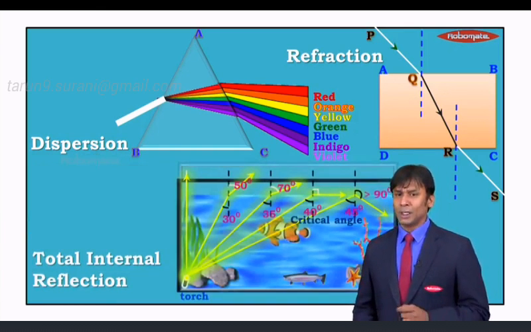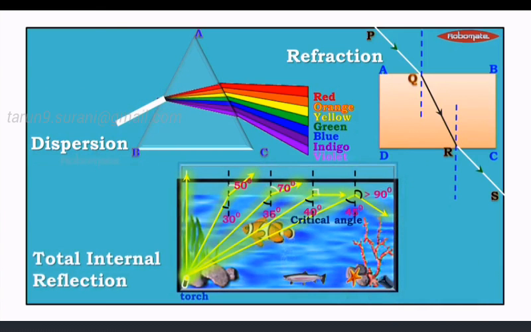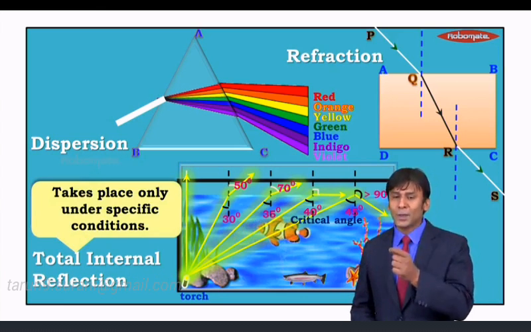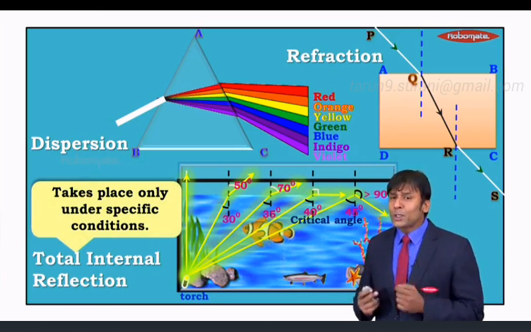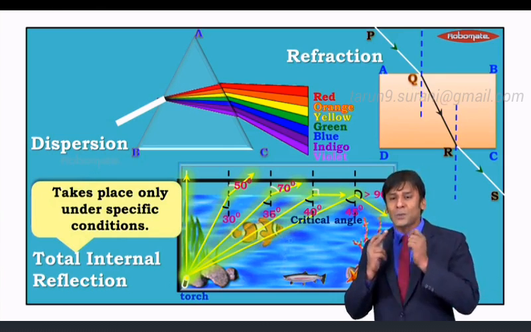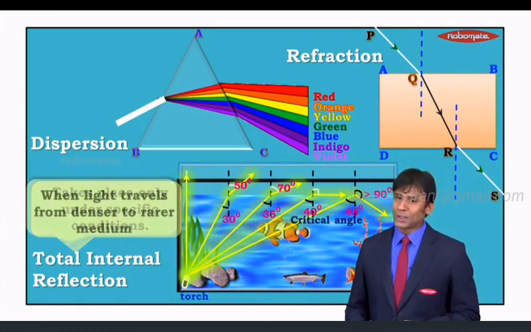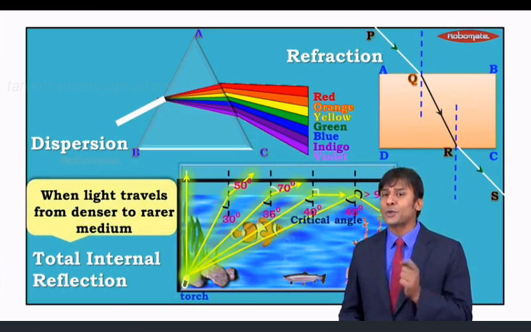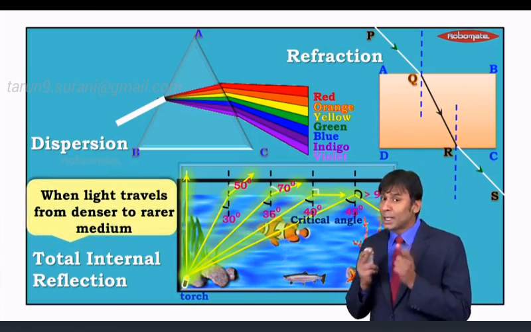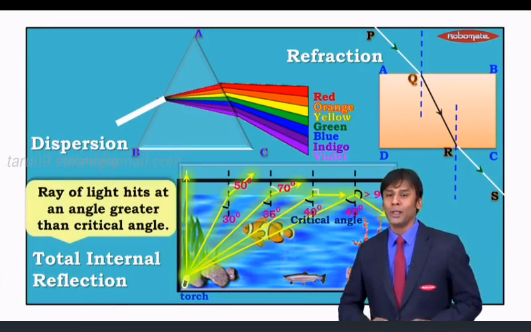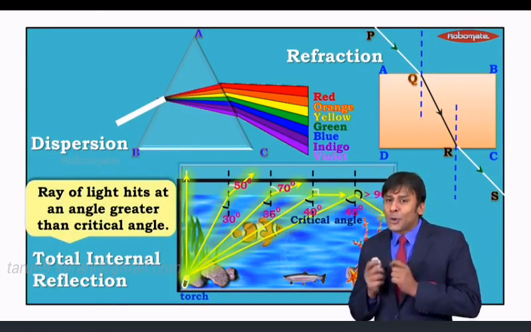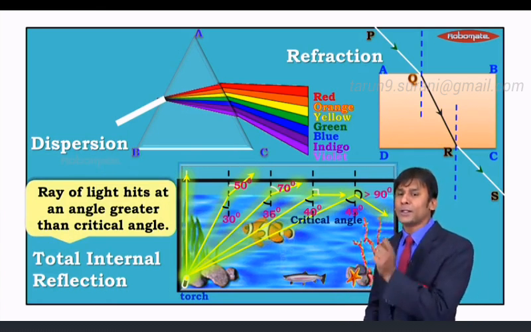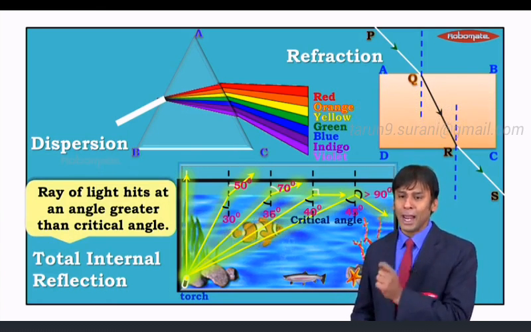A little later we studied total internal reflection, that phenomena when light travels from a denser medium to a rarer medium. Now this total internal reflection happens under specific conditions. What are the specific conditions? The first specific condition is when light travels from denser medium to rarer medium. So for this, light has to travel from denser to rarer. And the second condition is light has to hit at an angle greater than the critical angle. Only under these two conditions, total internal reflection actually happens.